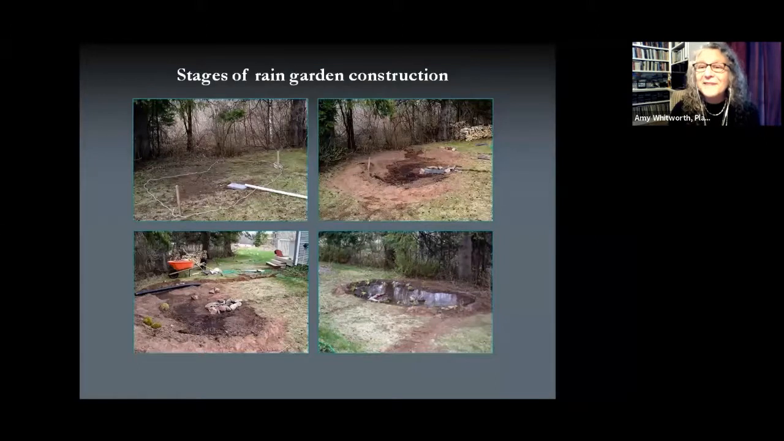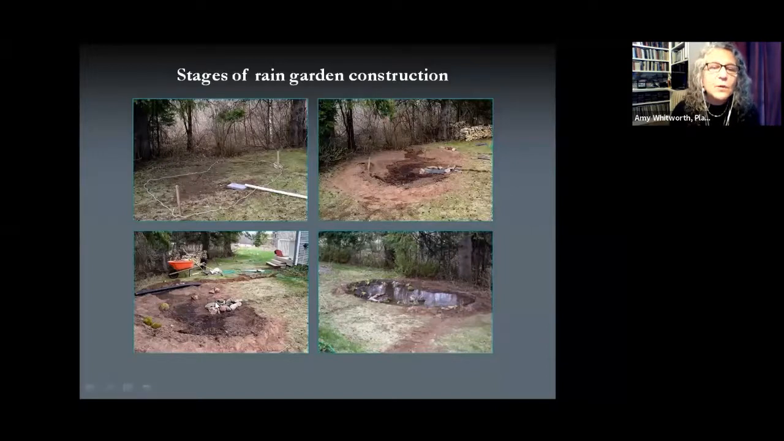There are tools for that. So use your tools. Levels, a line level is a really handy item when you're building a rain garden, so that you know where the water is going to flow. And not just by the look, because we can be deceived by the high ground and low ground.